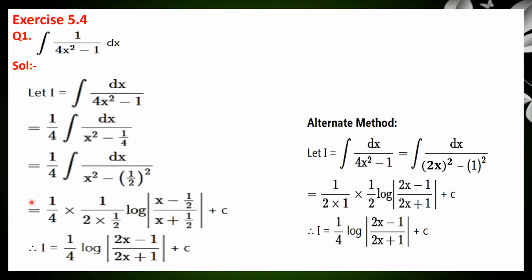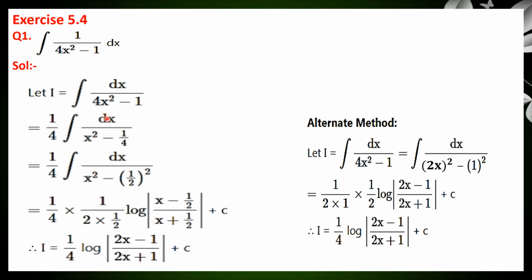Now we will solve some integrals in exercise 5.4. Question number 1, integral of 1 by (4x square minus 1) dx. So first we will write the given integral as I, integral dx upon 4x square minus 1. And the first step is to remove the coefficient of x square, or make it 1, by taking 4 out. So 1 upon 4, because 4 is there in the denominator.